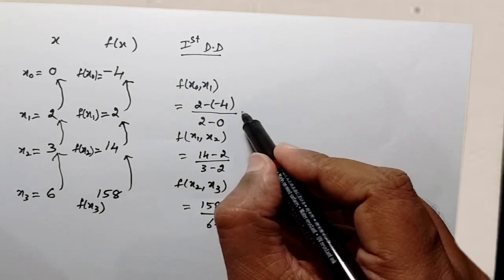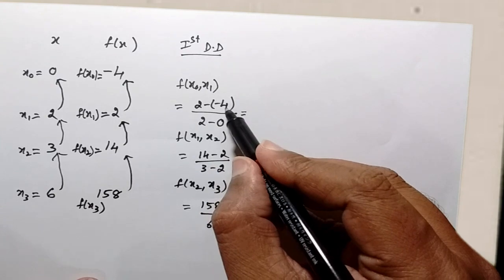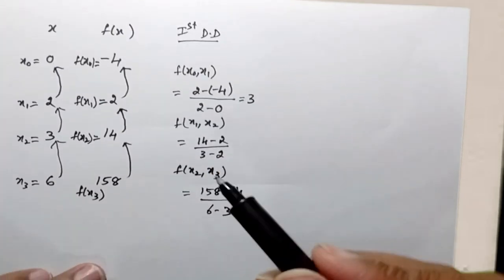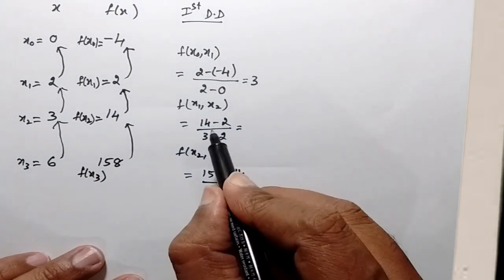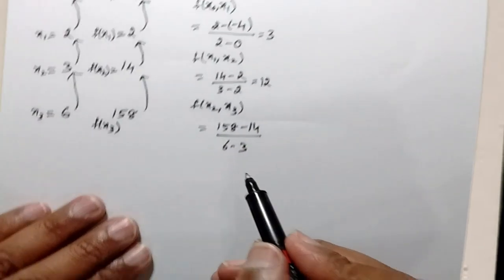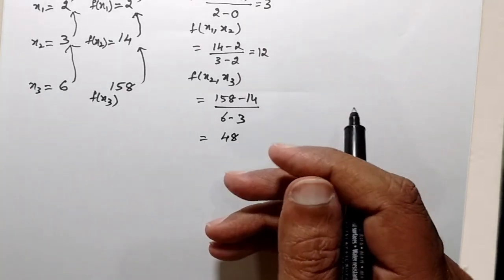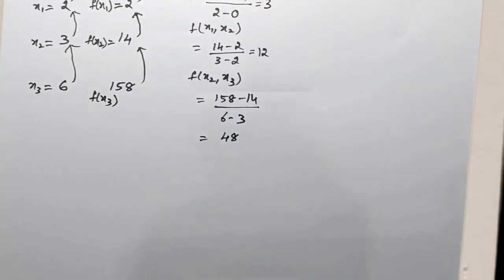Just simplify these values over here. So it is 2 minus minus 4, which is 2 plus 4 is 6. 6 by 2 will be 3. Just use a calculator and see. So this 14 minus 2 will be 12. So 12 by 1 will be 12. And 158 minus 14 is 144, divided by 3. Check it. Are you getting 48? Check this value. So these are the first divided differences you got.